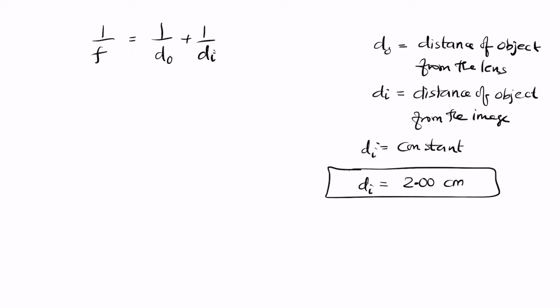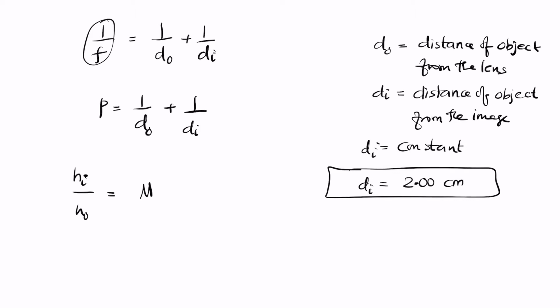So what your eye does is it manipulates d naught. So d naught is the value that it can use to manipulate. Remember 1 by f is the power. So P can be written as 1 by d naught plus 1 by di. So if that is the power of the lens, I already told you that height of the image by height of the object is called the magnification factor.